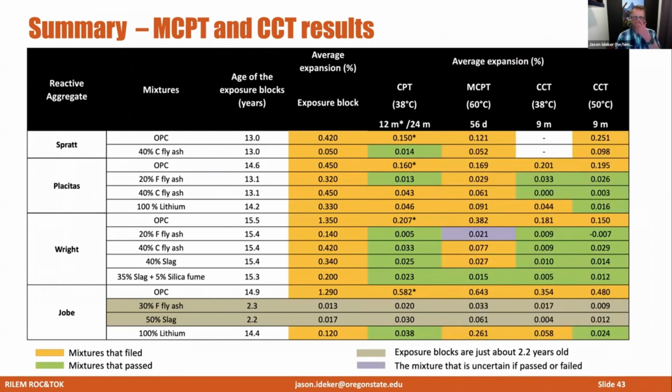So just in the interest of time, I'll go through this slide fairly quickly, but one thing you can see is that the exposure block expansions shown here in this sort of mustard yellow color, those are all mixtures that have failed in the field. And you can see that the concrete prism test really didn't pick up many of those mixtures as potentially failing. It passed a lot of those mixtures. You can see the miniature concrete prism test, though, has done a much better job of picking up those prevention methods as those that would fail in the field.